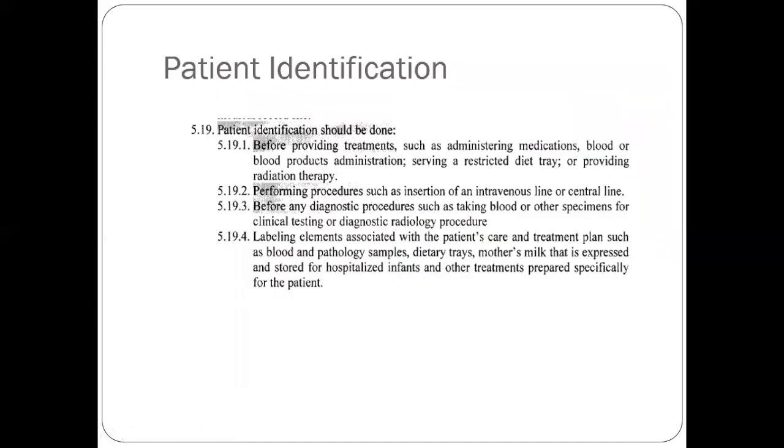Okay, patient identification. I guess most of you know that we identify the patient by two identifiers, patient medical record number and full name. Patient identification should be done before providing any treatment such as administering medication, blood or blood product, serving diet trays, providing radiation therapy if we don't have it in our hospital, but this is the policy. Performing procedures such as insertion of intravenous line, central line, before any diagnostic procedure such as taking blood or other specimen for clinical testing or diagnostic surgery, labeling everything associated with the patient, all the documents of the patient and all his samples, blood sample, pathology sample, dietary tray, mother milk for the babies should have identification, patient ID.